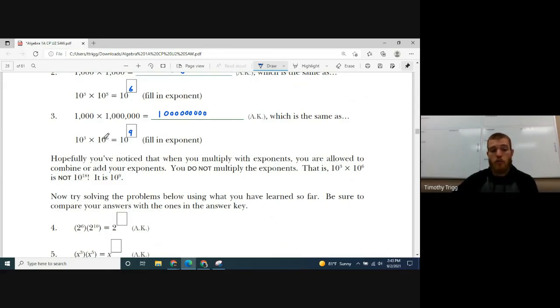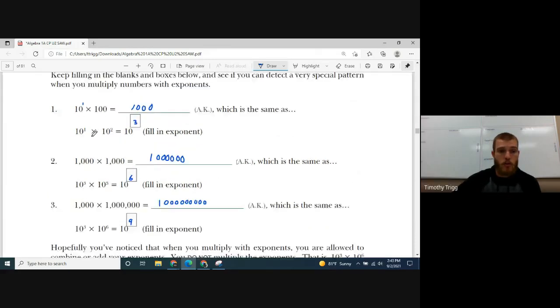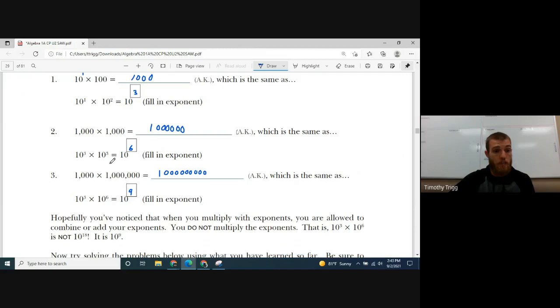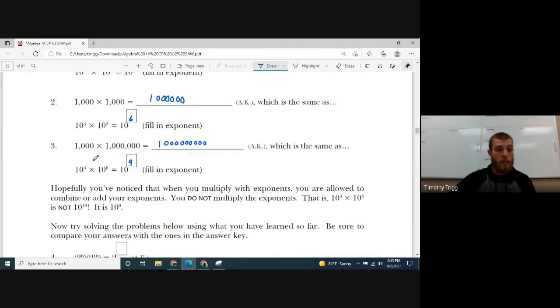I want you to notice what's happening with the powers. When I take 10 to the power of 1 times 10 to the power of 2, it gives me 10 to the power of 3. So what am I doing with these powers? Hopefully you can see that what I'm doing is adding those powers. 1 plus 2 gives me 3. Here I'm adding these powers. 3 plus 3 gives me 6. 3 plus 6 gives me 9.